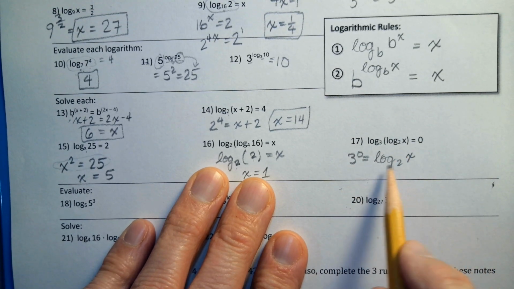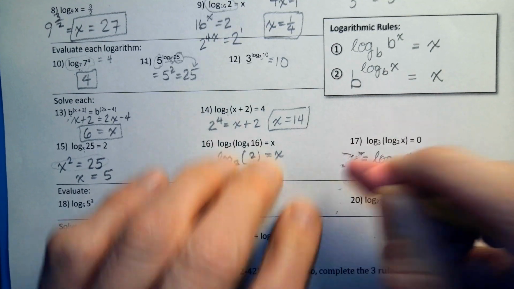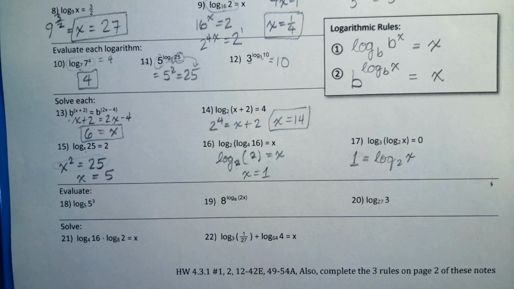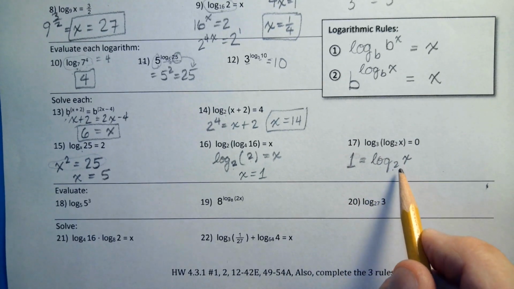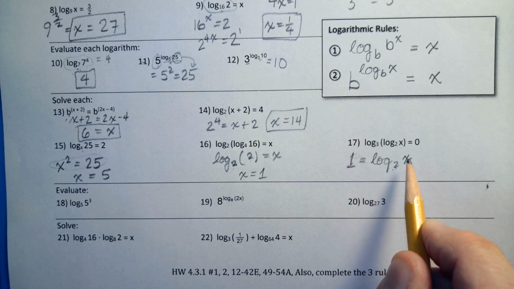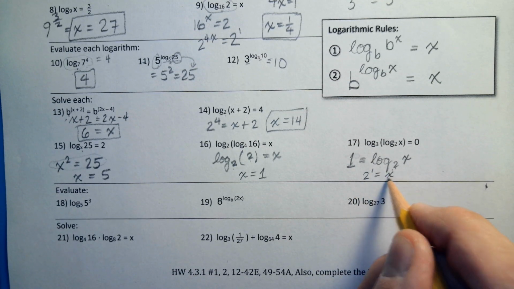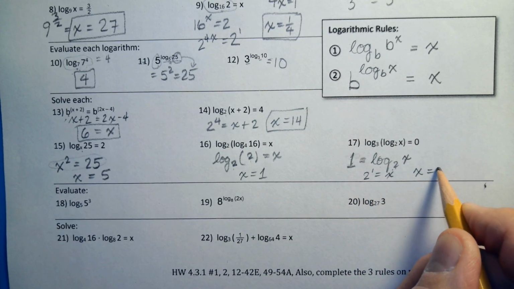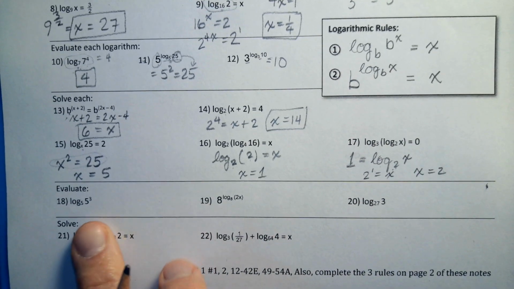All right, so this is an exponential. 3 to the 0, that's easy. That's just 1. So I can erase that and put a 1 in. All right, log base 2 of x equals 1. Convert that. 2 to the 1 equals x. So x clearly equals 2. All right, let's go on to 18.